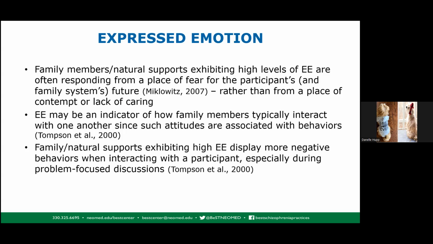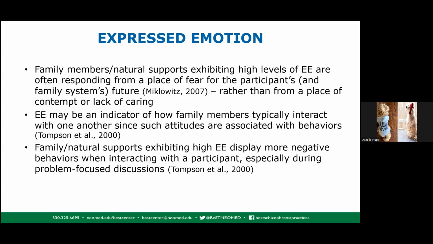So, family members or natural supports that do exhibit high levels of expressed emotion are typically responding from a place of fear for both the participants' future as well as the entire family system and the future of those individuals within the system. So although these harsh or critical comments can feel as though they're from a place of contempt or lack of caring, typically it really is from a place of fear. And I think that's important for us as team members and providers to remain aware of, and to work from a place knowing that this is typically coming from a fear-based situation.